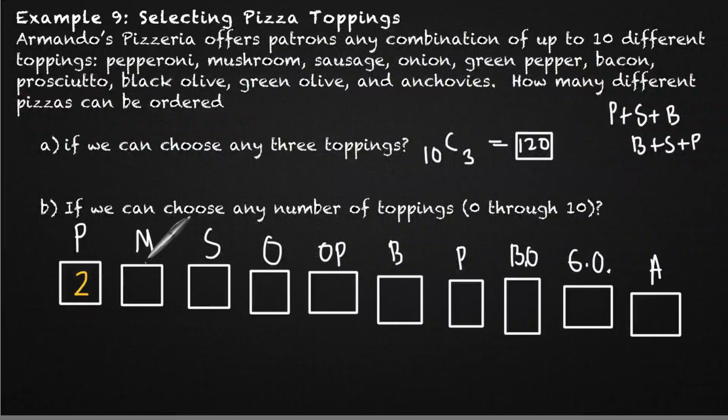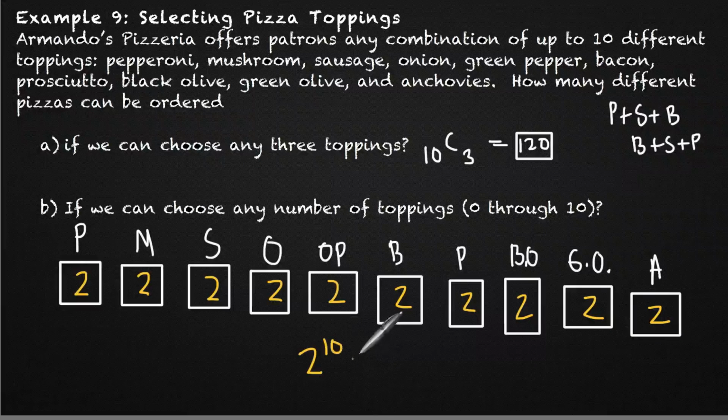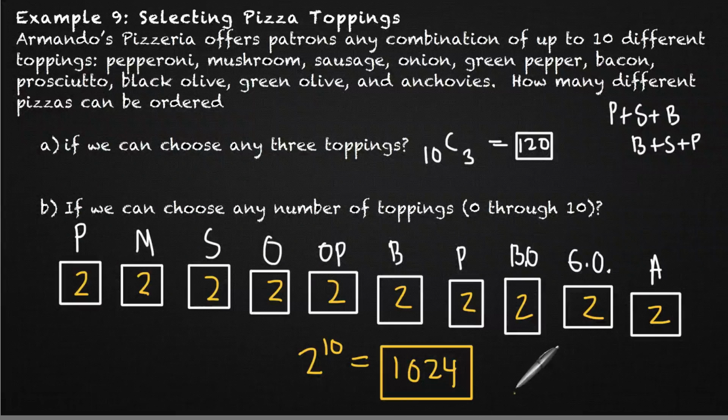Now we move over to mushrooms. Yes, I want the mushrooms, or no, I don't. There's just two choices. And then yes or no for sausage, yes or no for onions, and so on, yes or no for each topping. So if we multiply those together, just like we did with the cat example and the dragonfly example and the license plate example, you end up getting 2 to the 10th power, and that is 1,024, which is the same answer that we got with the combinations and adding them all together.